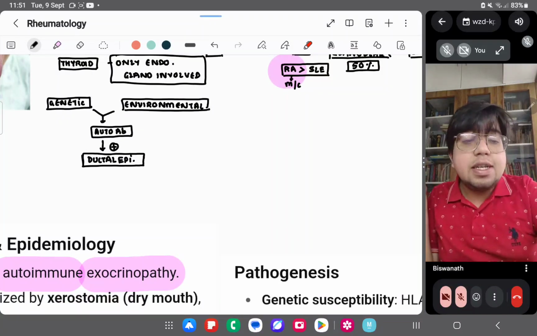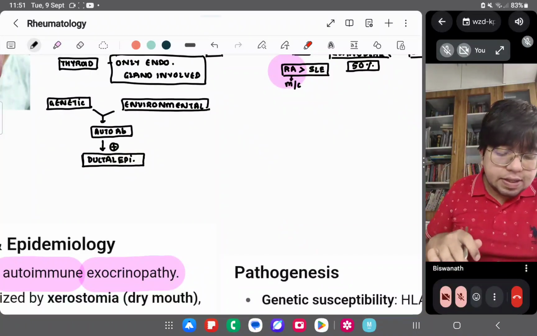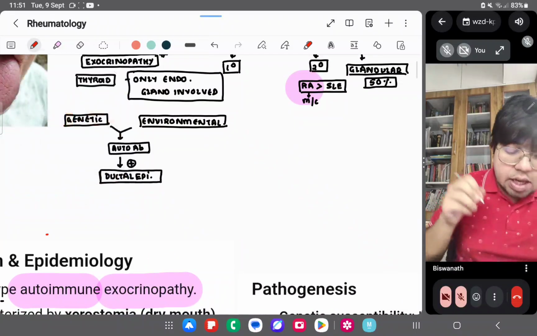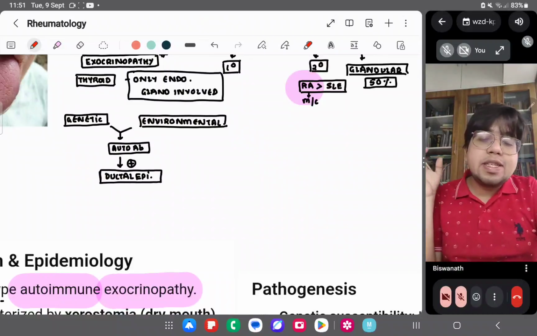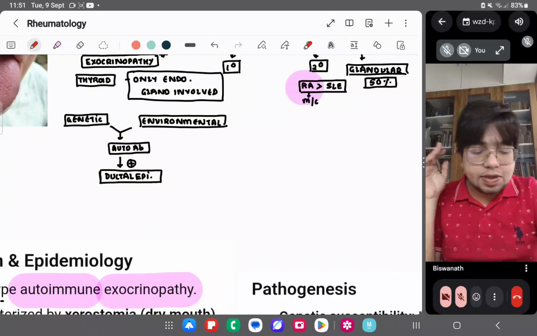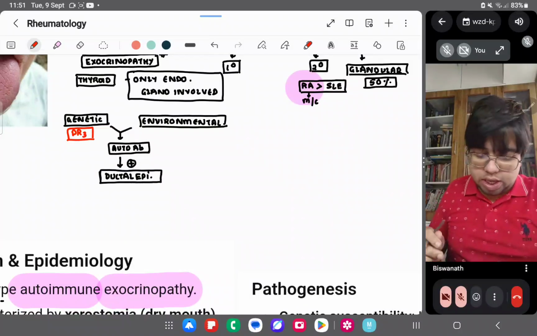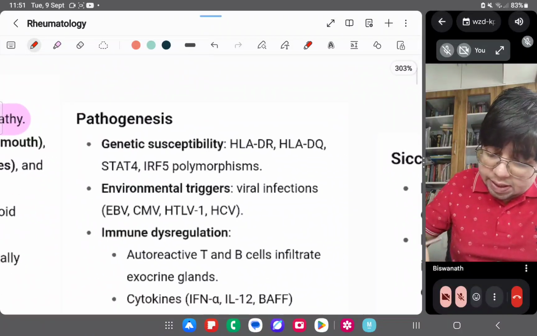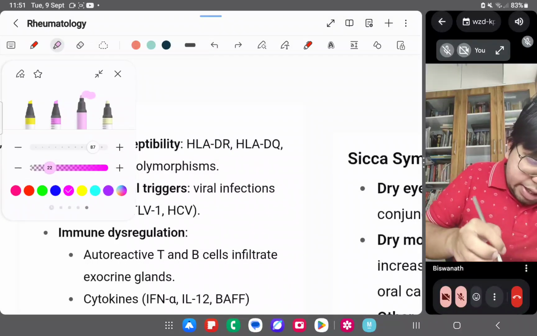When it activates the ductal epithelium, the genetic factors come in. For example, I'm giving one example, see from Harrison's what I have to tell. Genetic factors, basically it is DR3 which is associated. HLA-DR, DQ.